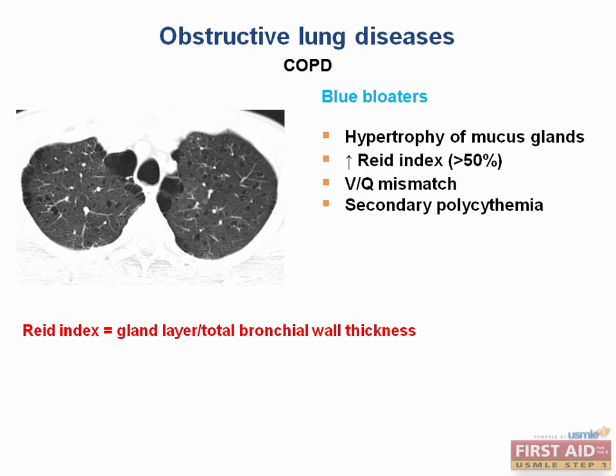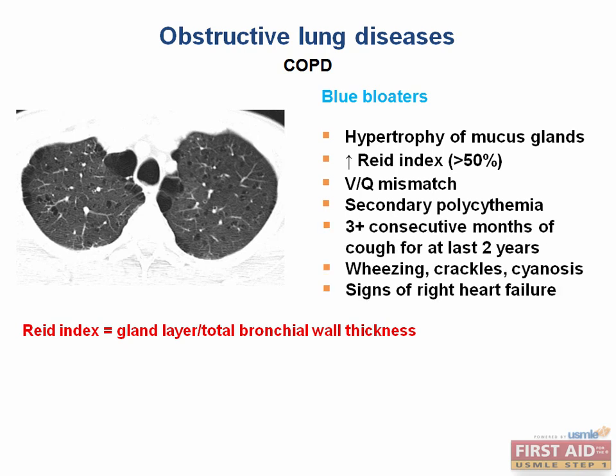How will you know a blue bloater? These patients classically present with a chronic cough for greater than 3 consecutive months per year for at least 2 years. They also have wheezing, crackles, cyanosis from shunting, and dyspnea on exam. You might also see signs of right heart failure, also known as cor pulmonale, which gives them the swollen, bloated look.